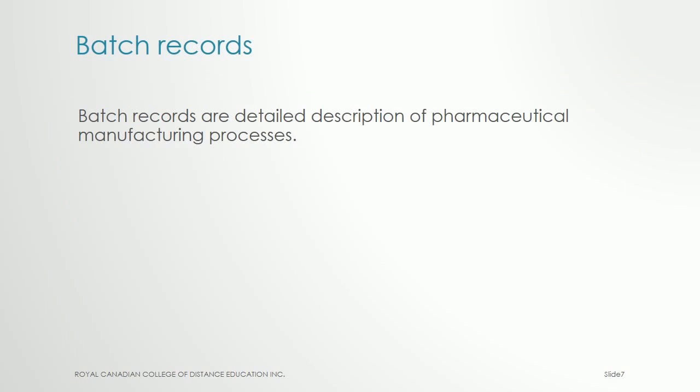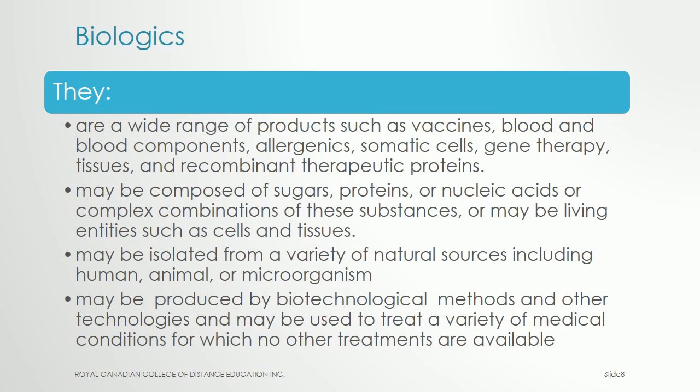Batch records. Batch records are detailed descriptions of pharmaceutical manufacturing processes. Biologics. They are a wide range of products such as vaccines, blood and blood components, allergenics, somatic cells, gene therapy, tissues, and recombinant therapeutic proteins.